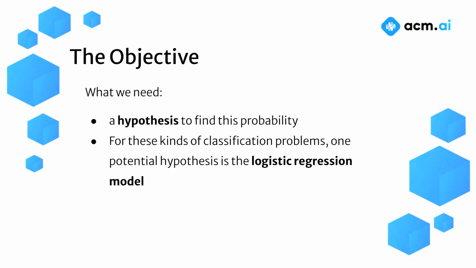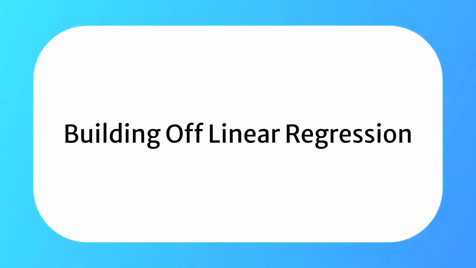Next. So we need a hypothesis to find this probability. And for these kinds of classification problems, we can use something called the logistic regression model. We use the logistic regression. And the next thing, one last thing, is building off linear regression.